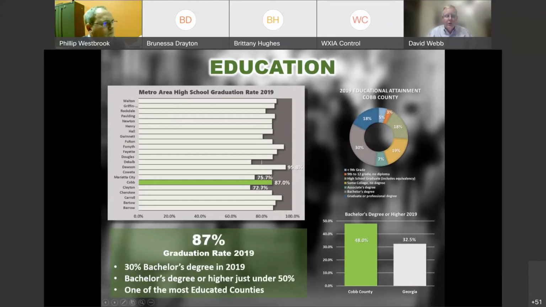Cobb County has a high school graduation rate of 87%, which puts us very high in the metro region, as you can see on the main chart there. 30% of our population does hold a bachelor's degree or higher in 2019, and we are one of the most educated counties. You can see our bachelor's degree or higher surpasses the Georgia averages to the lower right. And the wheel graphic there, might be a little bit tough to see, shows an educational breakout of our population.